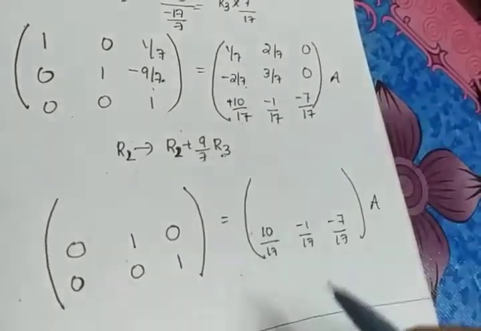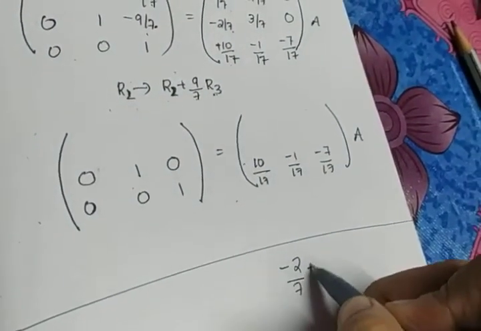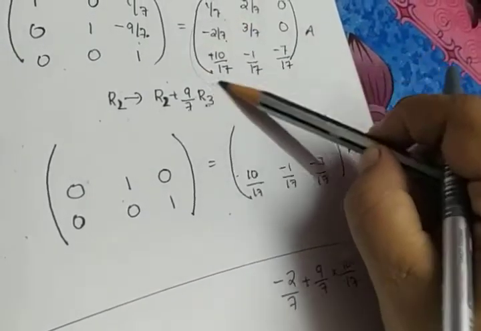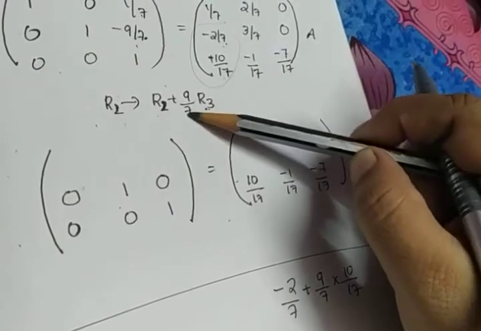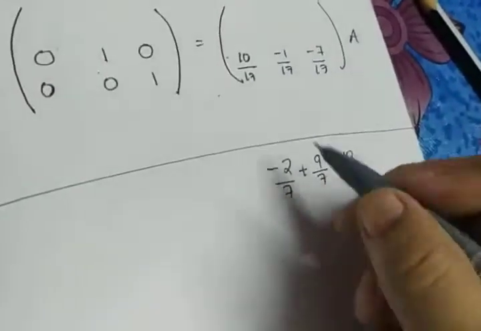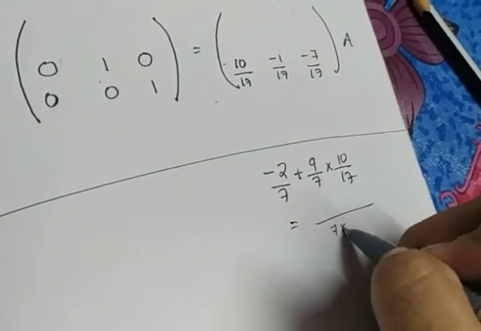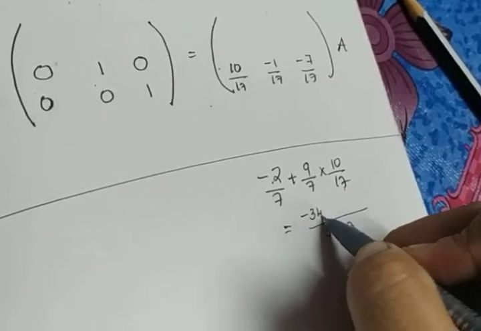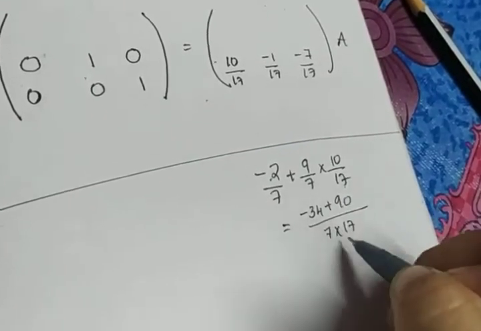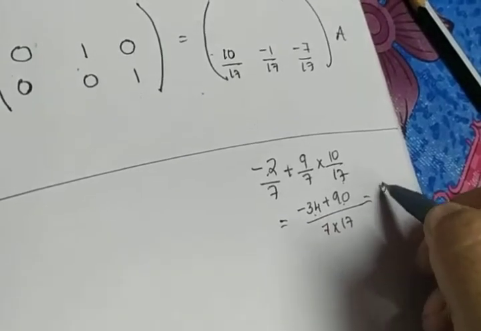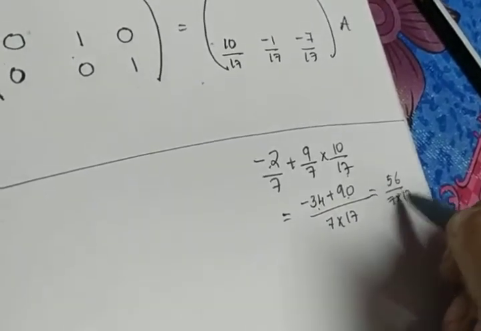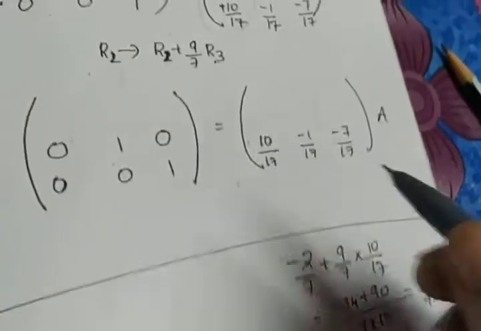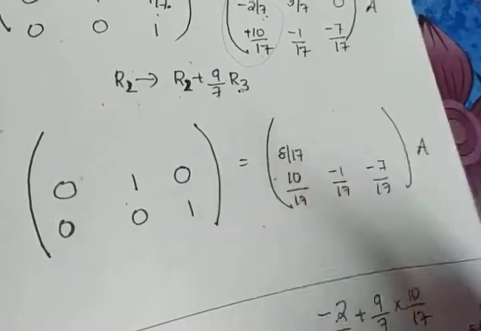This term I am doing: minus 2 by 7 plus 9 by 7 into 10 by 17. So if I calculate, the denominator LCM will be 7 into 17. I have to multiply minus 2 into 17, which gives minus 34, plus 90, by 7 into 17. 90 minus 34 is 56 by 7 into 17. 7 into 8 gives you 56. So we are getting the value as 8 by 17. So the second row first element is 8 by 17.